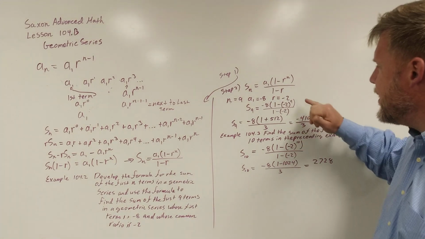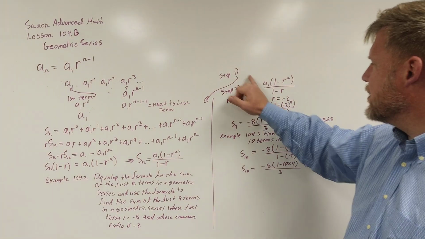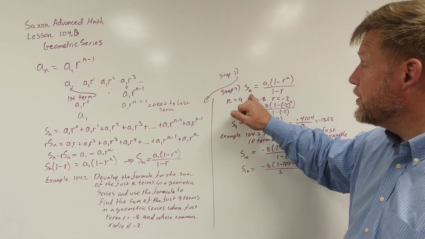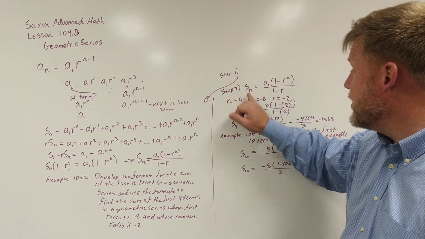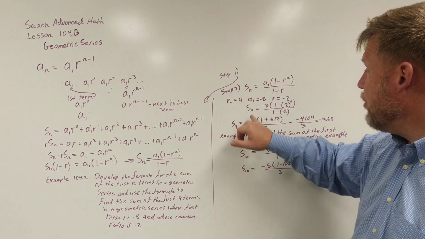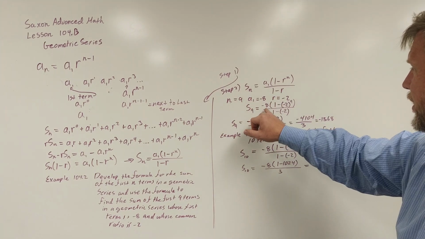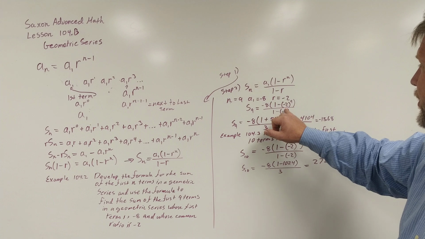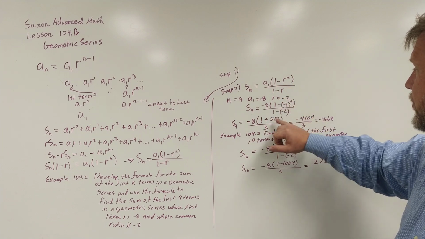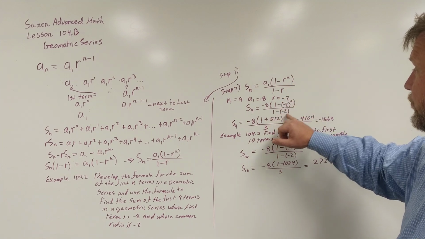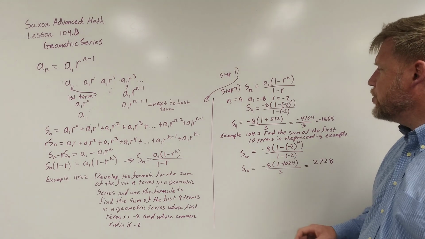Okay? Therefore, when I get to this and I say, I want the sum of the geometric series in the 9th term, I can plug in a 9 right there for n, right? For a1, I'm going to plug in a -8. For r, I'm going to plug in a -2. For n, I'm going to plug in a 9, right? 1 minus a -2, that's my r. Then I just start simplifying.